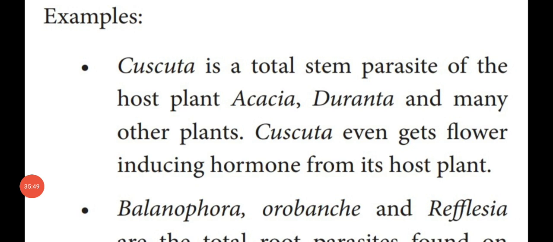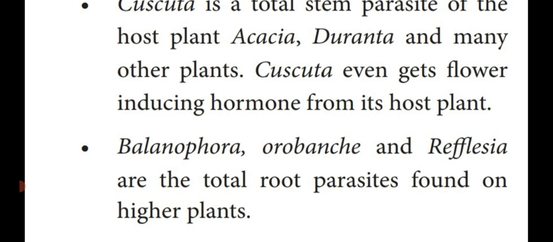Dear students, the examples of holoparasites are given here. Cuscuta is a total stem parasite of host plants like Acacia, that means Karuvela Maram, Duranta and many other plants. Cuscuta even gets flower-inducing hormone from its host plant. So Cuscuta produces flowers, but how? By absorbing the floral hormone florigen from the host plants to produce the flower.